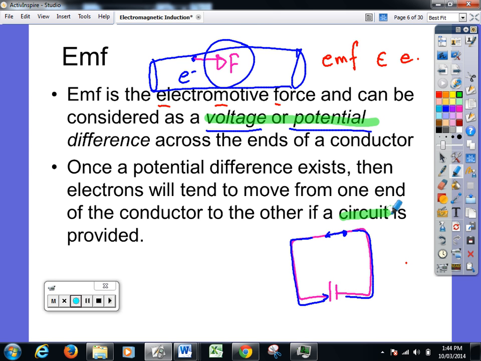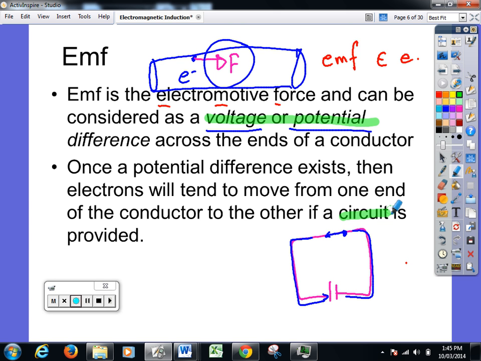So EMF is the push on electrons. These electrons won't go anywhere unless a circuit is provided. Okay? We know that as electrons move around the circuit, they lose energy, and that is called a drop of potential energy. Okay? So EMF is simply the energy that we can give to an electron if it was able to move. Okay? Are we okay with that understanding? Okay, so that's the first thing.